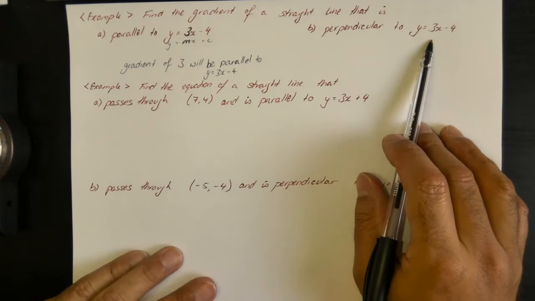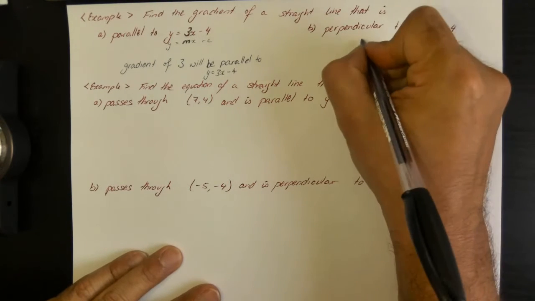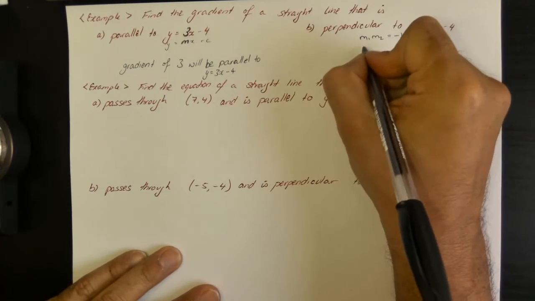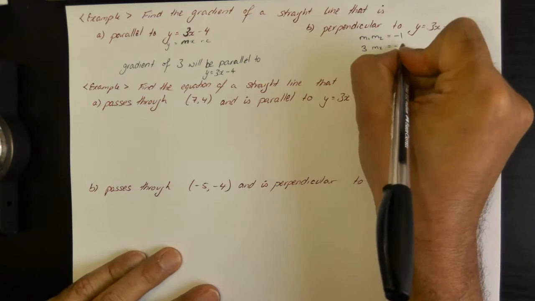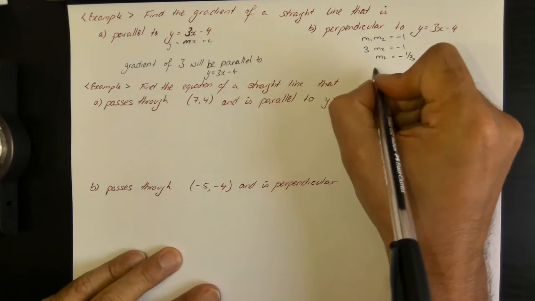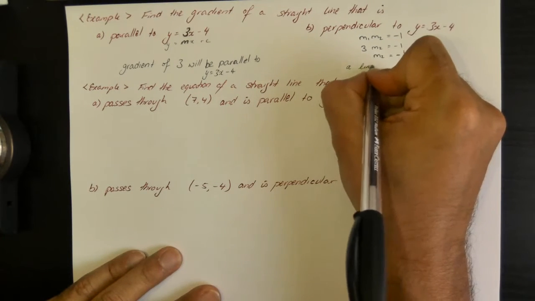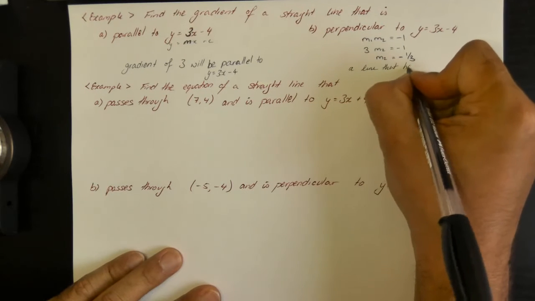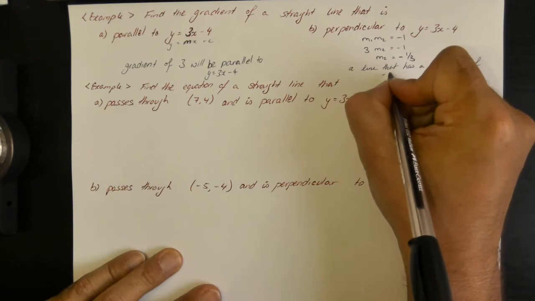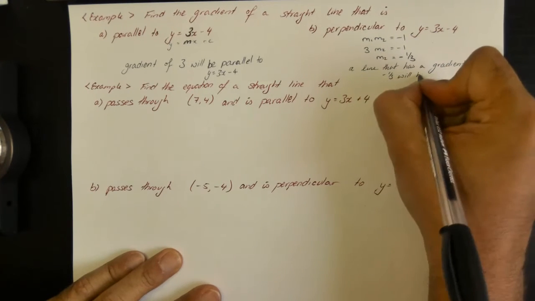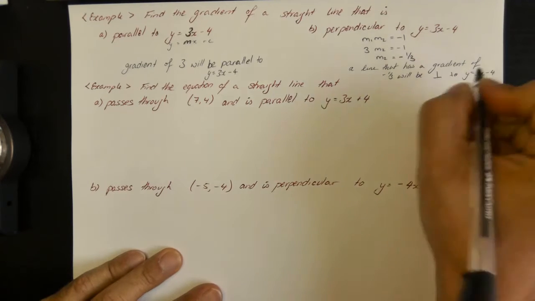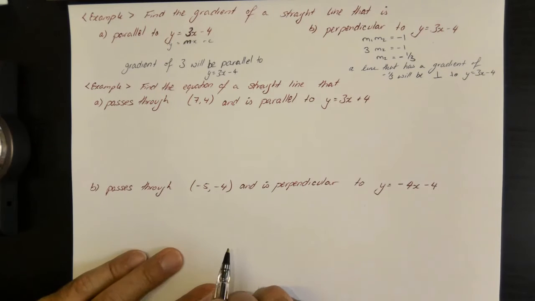If they're perpendicular, then the product of the gradients has to be equal to -1. I know my first gradient is 3, so my second gradient has to be -1/3. So a line that has a gradient of -1/3 will be perpendicular to y equals 3x minus 4. And that's the symbol for perpendicular, that little upside down T.